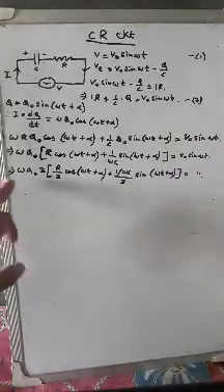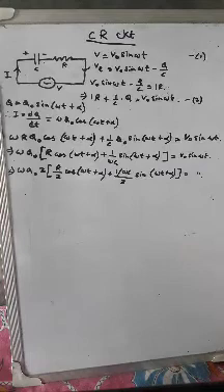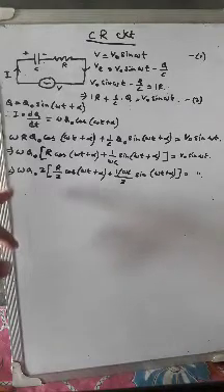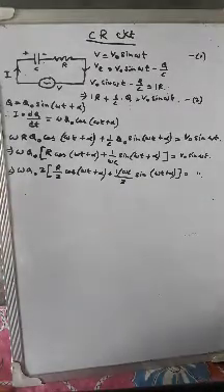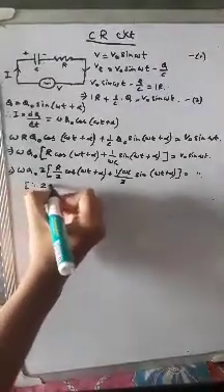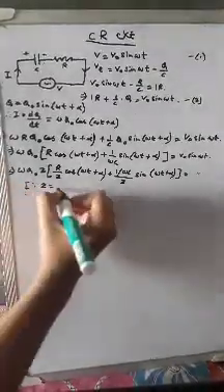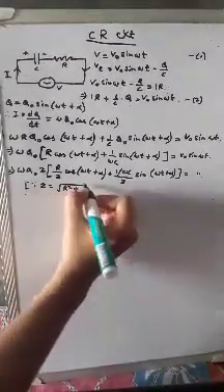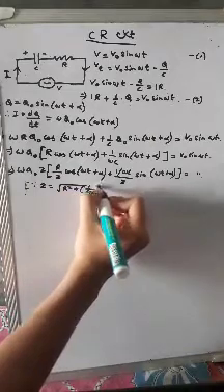Hope you have remembered in your previous circuits also, we have taken this Z. What is this Z? Z is the impedance of the circuit. So I'm writing here the Z value as Z equals root R square plus 1 by omega C whole square.